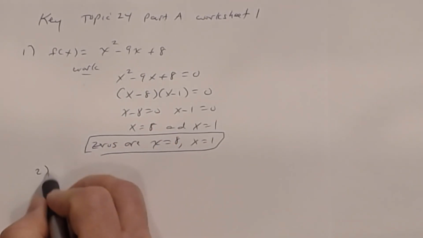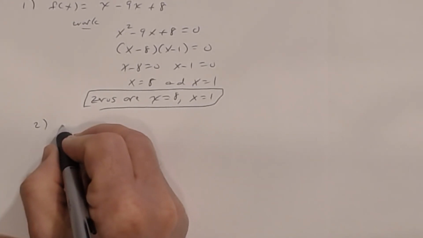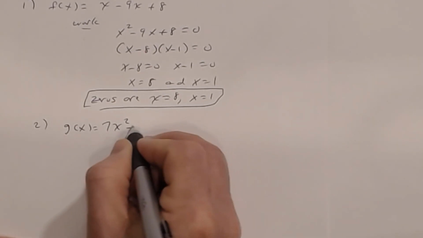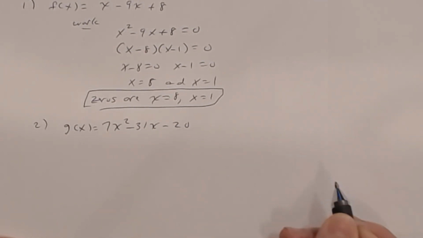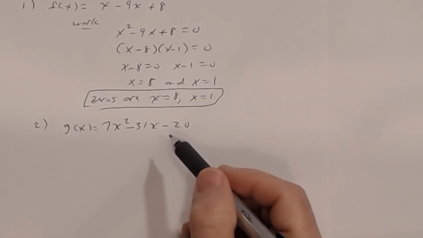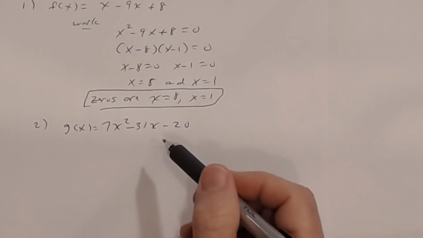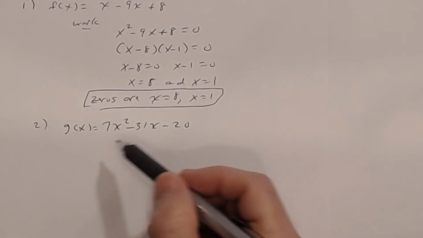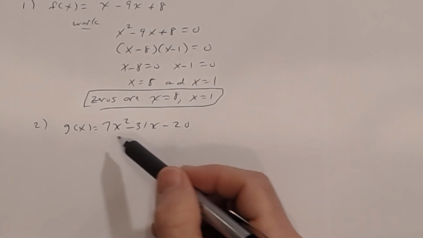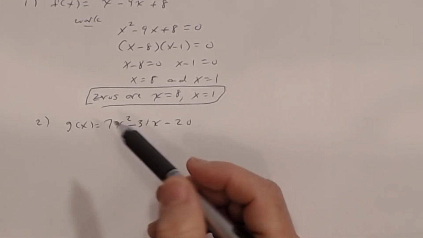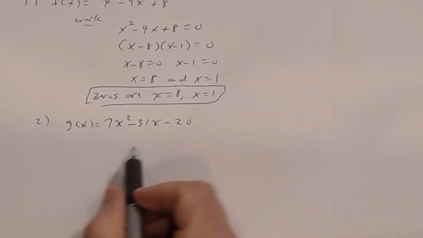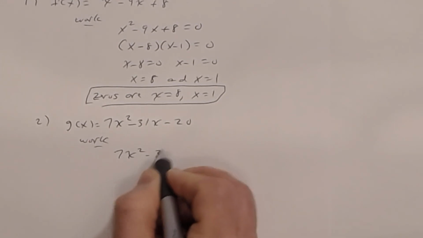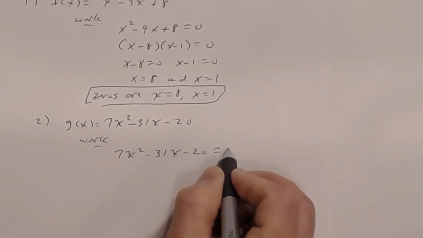All right, number two, we have this quadratic function. It's g of x is equal to 7x squared minus 31x minus 20. I'm going to go ahead and solve this one using the quadratic formula. Rather than determining if this function is factorable or not, I'm just going to use the quadratic formula because it is a quadratic equation. To find the zeros, you're setting this function equal to 0. So I get 7x squared minus 31x minus 20 equal 0.